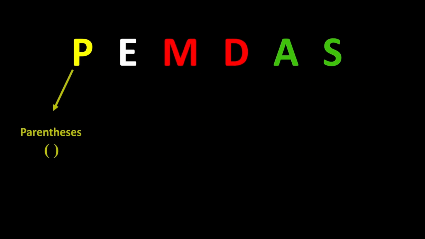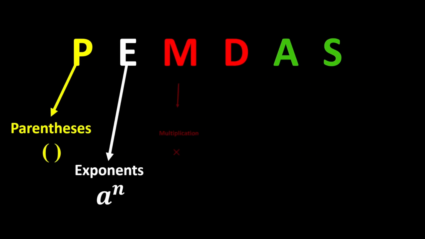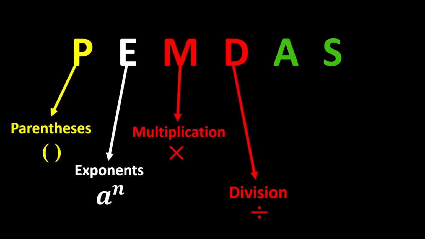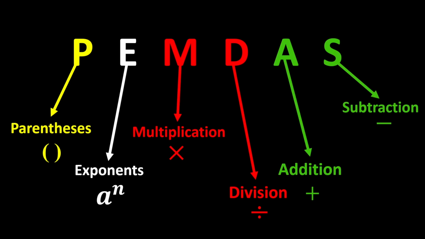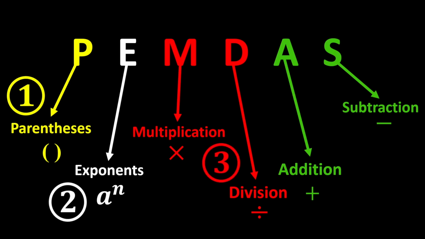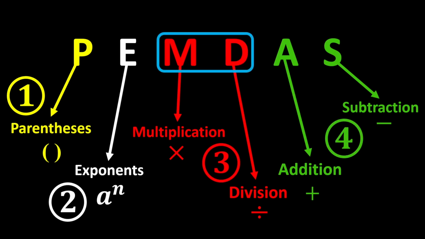In PEMDAS, P stands for parentheses, E stands for exponents, M stands for multiplication, D stands for division, A stands for addition, and S stands for subtraction. According to PEMDAS, in every mathematical expression, we first solve the parentheses, then the exponents, then multiplication and division, and finally, addition and subtraction. Keep in mind that multiplication and division have equal priority.